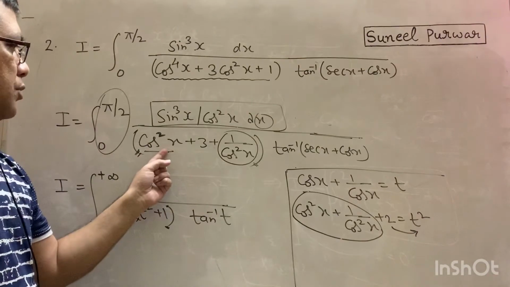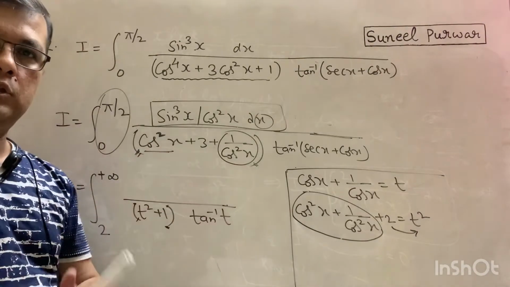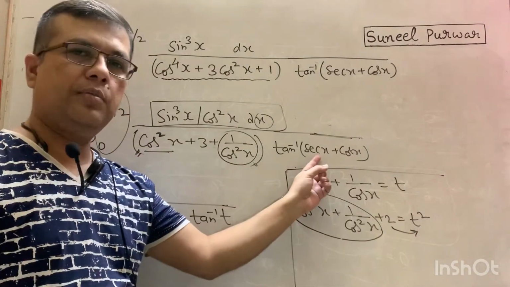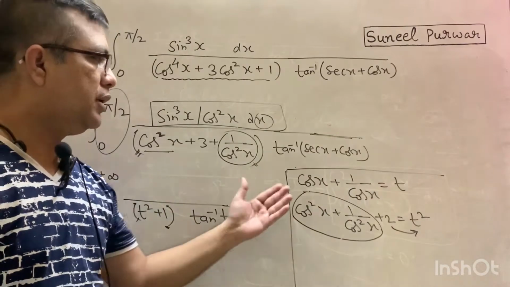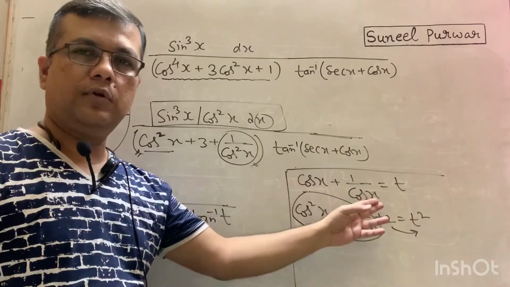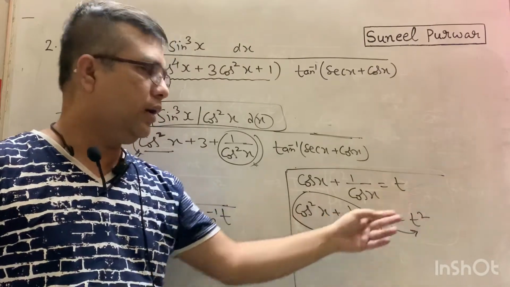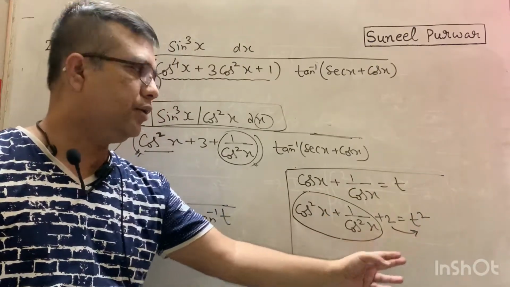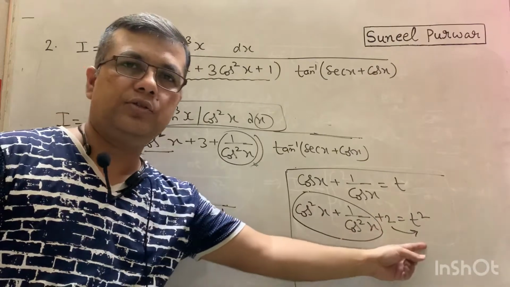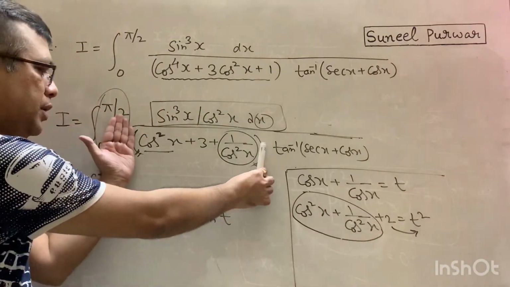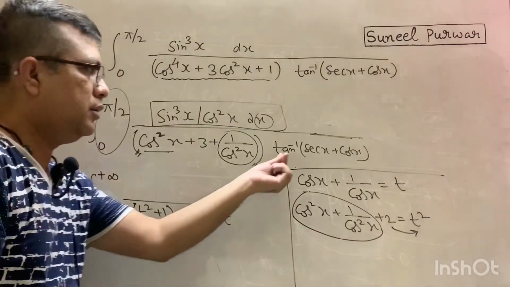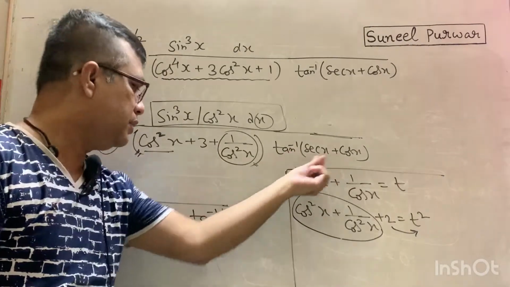You are seeing cos square x plus 1 by cos square x, which you can connect with what? Cos x plus 1 by cos x. So that is the motivation for taking this as the substitution. Cos x plus 1 by cos x is equal to t. And after doing the squaring, I have explained you this quantity is nothing but t square minus 2, and this bracket now became t square plus 1, and this became tan inverse of t.